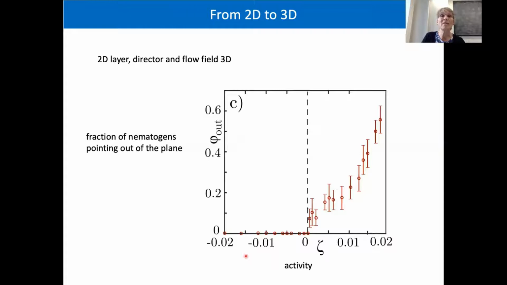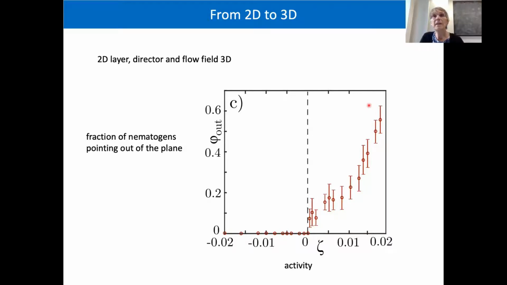We were surprised. This is the fraction of nematogens, bacteria if you like, pointing out of the plane as a function of activity. If we have contractile activity, nothing points out of the plane. Everything stays horizontal. If we turn on the activity, the number of bacteria pointing out of the plane increases. So extensile activity drives things out of the plane.